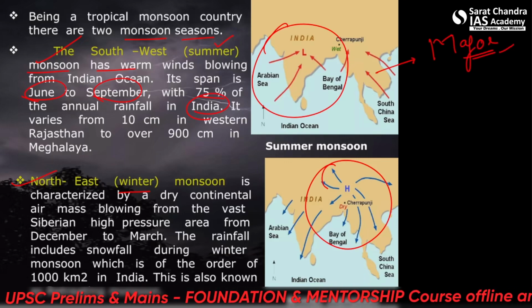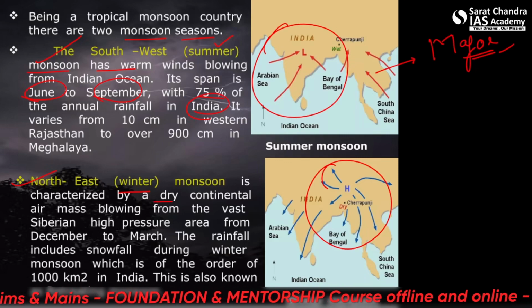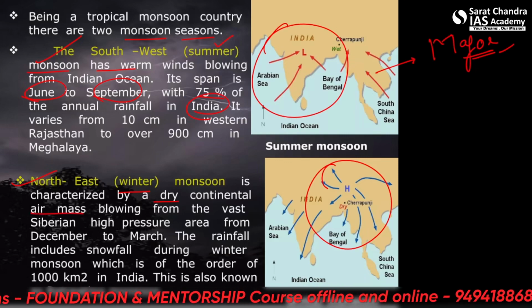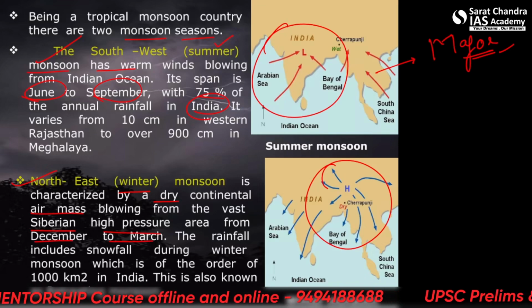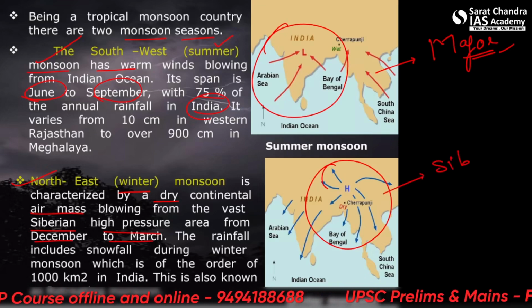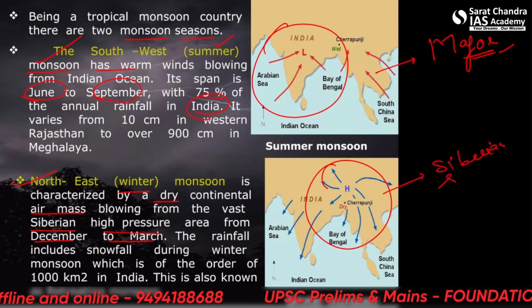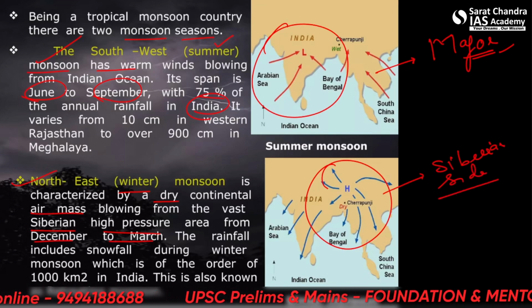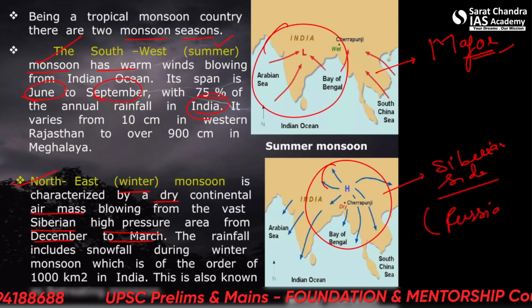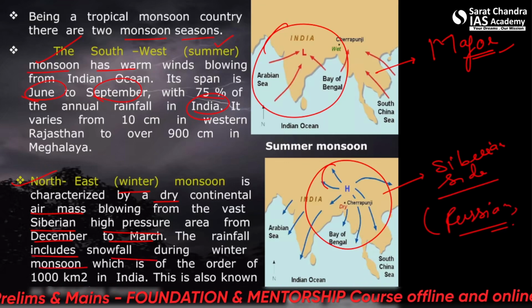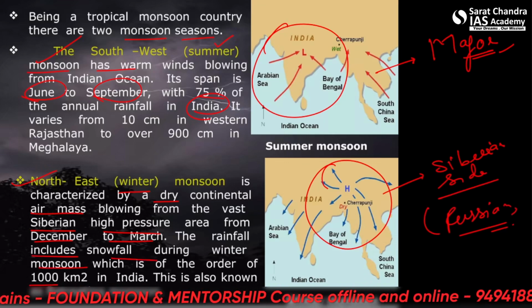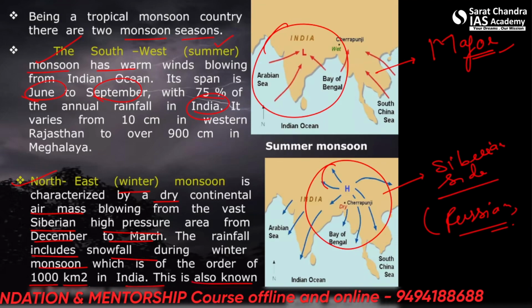And the northeast winter monsoon is characterized by a dry continental air mass blowing from the vast Siberian high pressure from December to March. So where is it coming from? From the Siberian side, or basically from the Russian side. The rainfall includes snowfall during the winter monsoon, which is of the order of 1000 square kilometers in India. This is also known as the retreating monsoon.